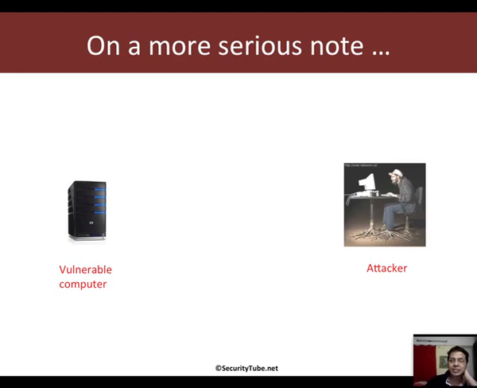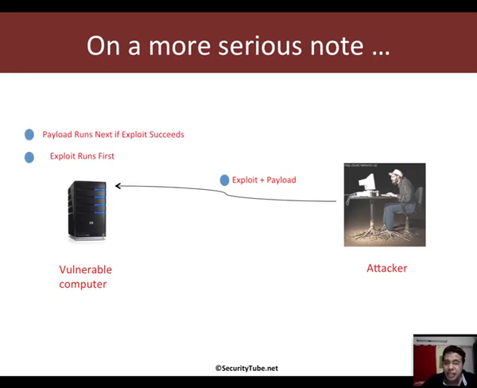On a more serious note, in the typical case, an attacker sends a combination of the exploit and the payload to the vulnerable machine or victim. Typically, the exploit runs first. If the exploit succeeds, the payload runs next. After the payload runs, in most common cases the attacker would have full control of the victim machine, and then he can download data, upload malware, spyware, whatever he requires, right?